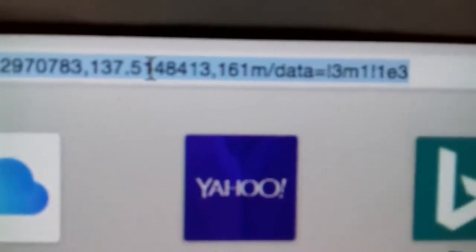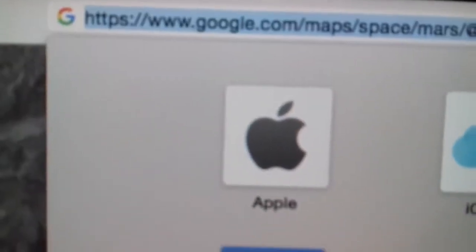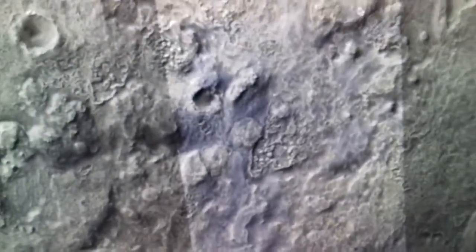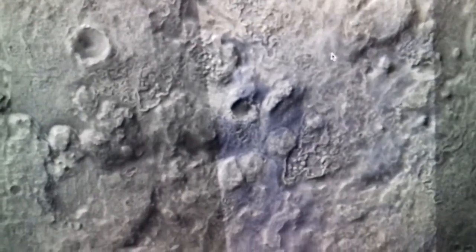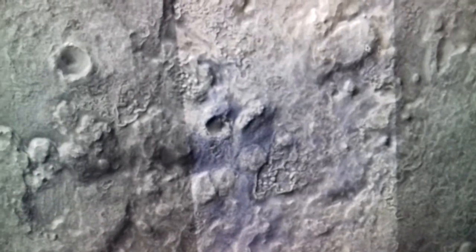I'm on Mars, and I went to Google Maps, space Mars. This is the address. Here, and so this is what I found. I looked around at other areas, and you look closely, and you look at the formation. I mean, just look at the texture of the landscape.